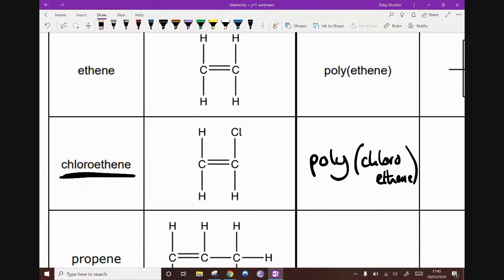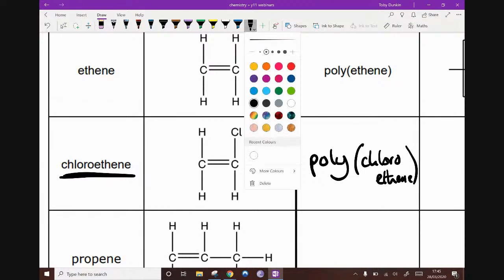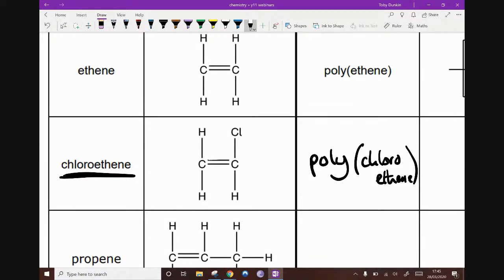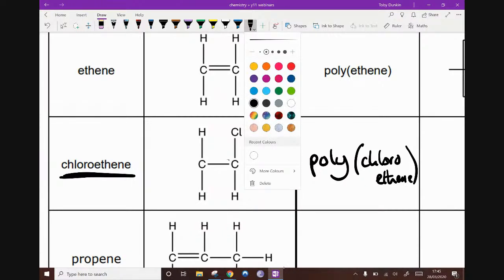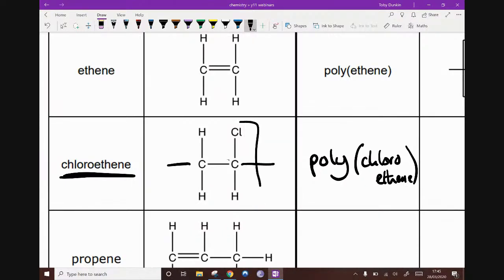How do you turn this into the picture with the repeating unit? I'm going to break the double bond. Extend it out from left to right. Put it in a bracket and add n. And we're done. How easy is that?